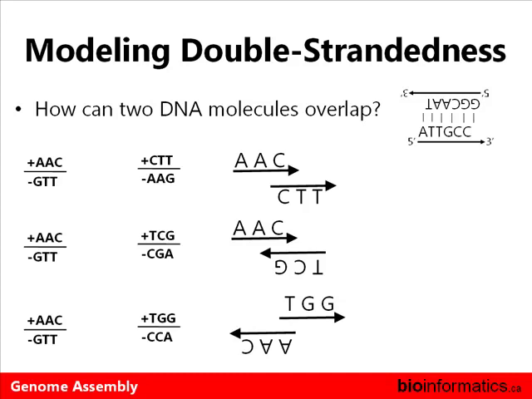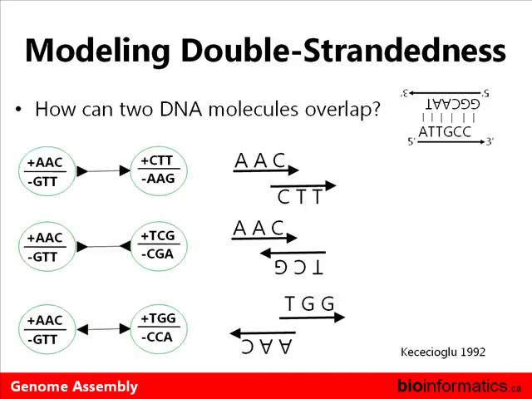Flip neither, flip the second, flip the first. So these are the possible ways of having things overlap. And this can be modeled by something called a bidirectional graph, where I have a direction not on an edge, but on a node. There are three types of edges in the bidirectional graph: a regular edge, an out pointing to an in, but also an out pointing to an out or an in pointing to an in. These model the ways that DNA molecules can overlap.